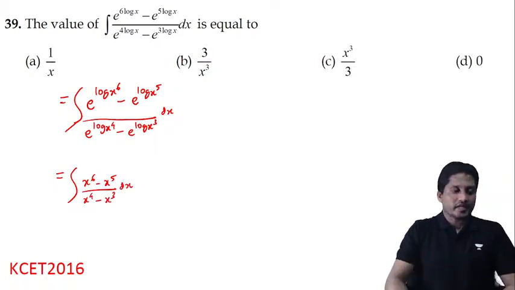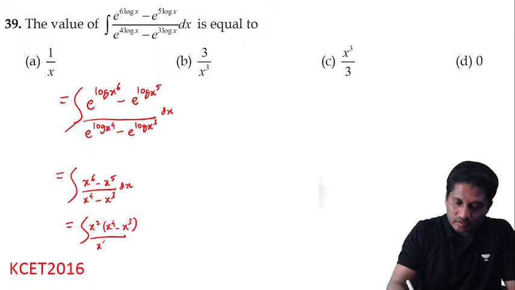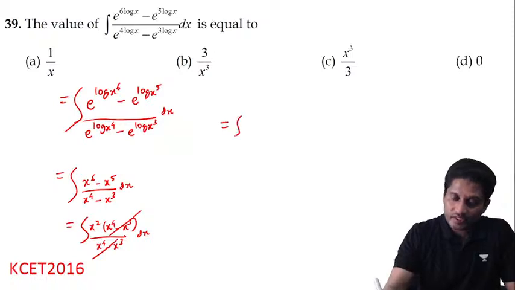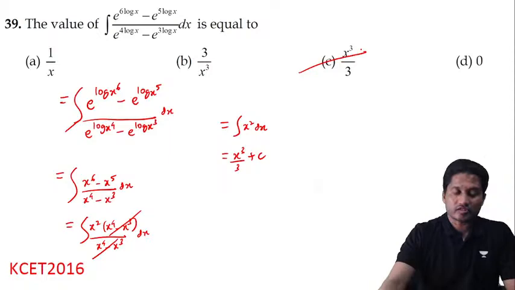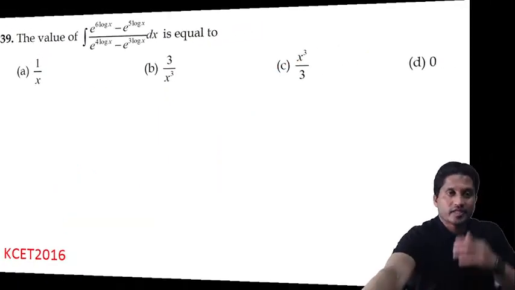Right, now I'm going to take x square common. Integration of, if I take only x square common, it is x to the power of 4 minus x cube divided by x to the power of 4 minus x cube dx. To cancel, get integration of x square dx. Integration of x square is x cube by 3 plus c. That's it, guys. Answer is option C. Right, let's move to the next question.